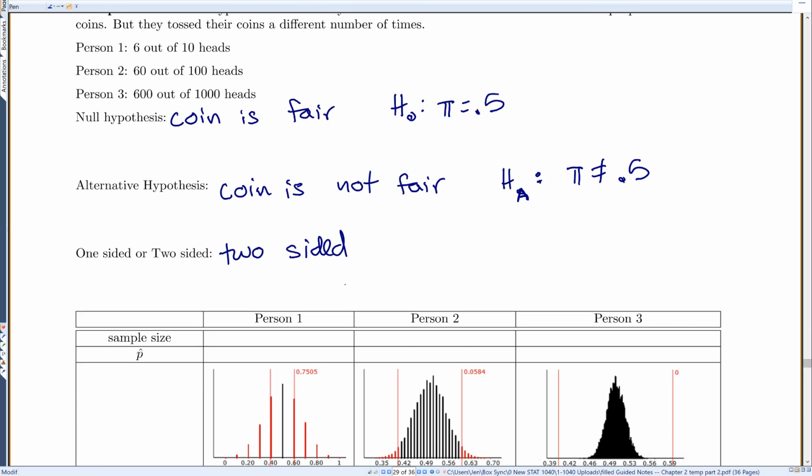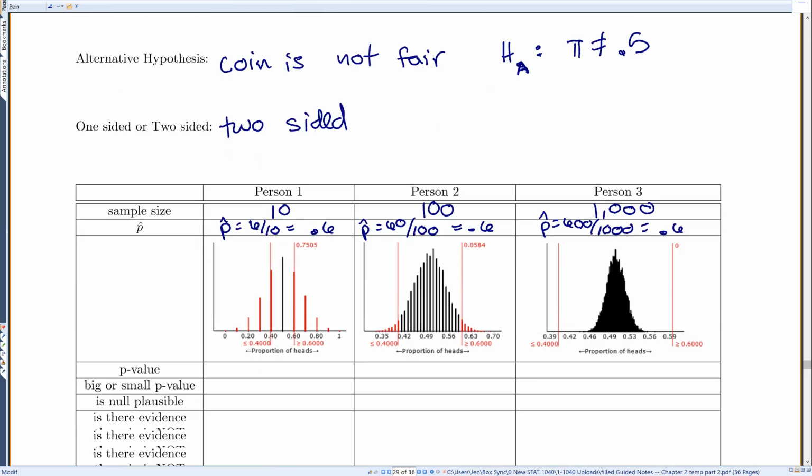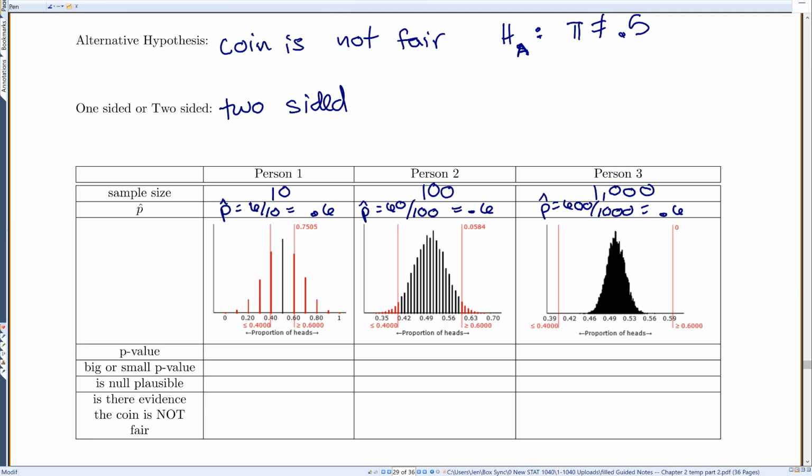Let's fill out this chart. Sample size for the first person is 10, next person's 100, next person's 1,000. If we find p hat for the first person, it's 6 out of 10, so 0.6. The next person is 60 out of 100, so 0.6. And the third person is 600 out of 1,000, so 0.6. So they all have the exact same sample proportion and the same hypotheses. The only thing that's different is the sample size. And I did all the simulations for us. Remember, you just click that button that says two-sided when you have the two-sided.